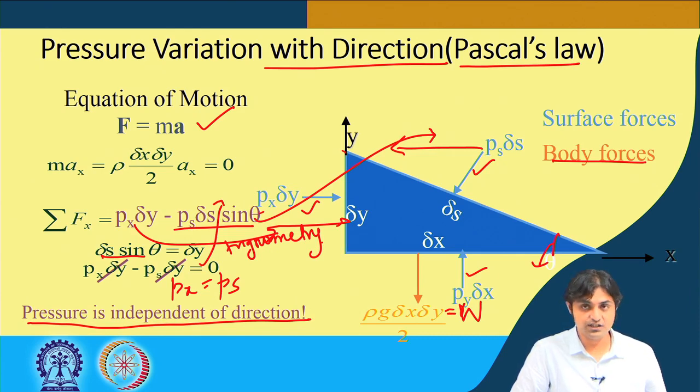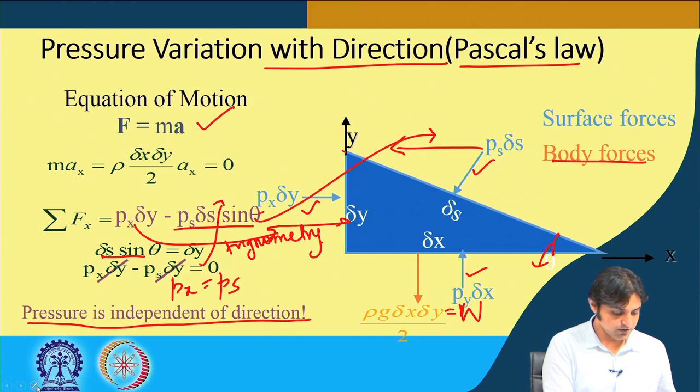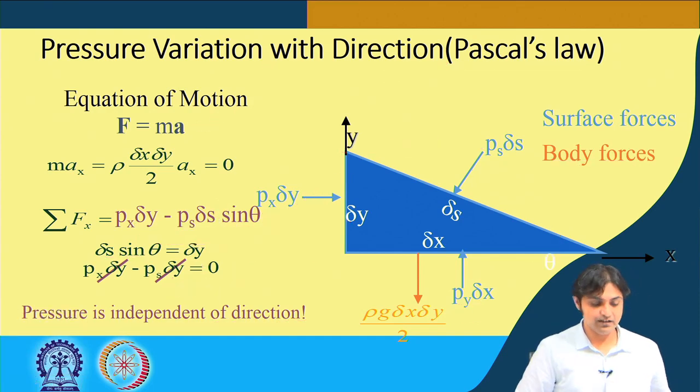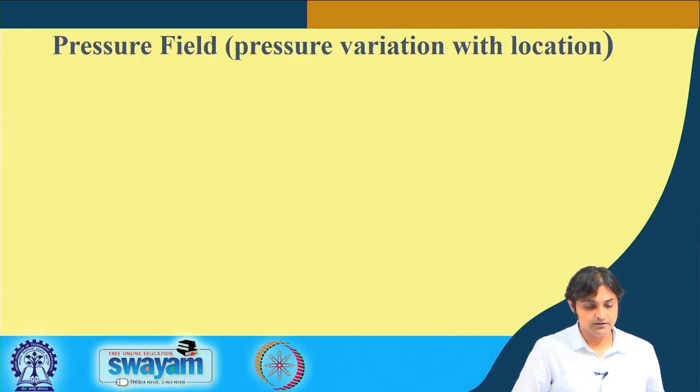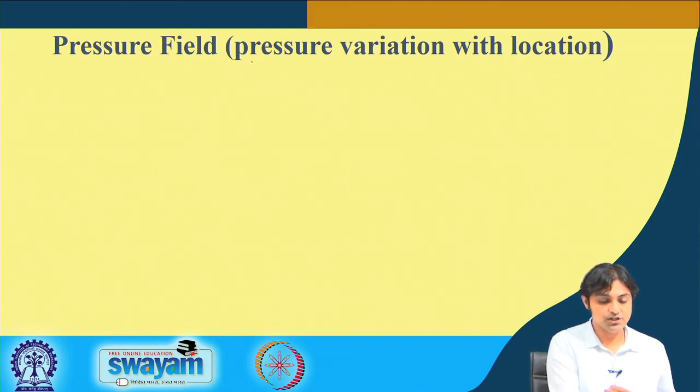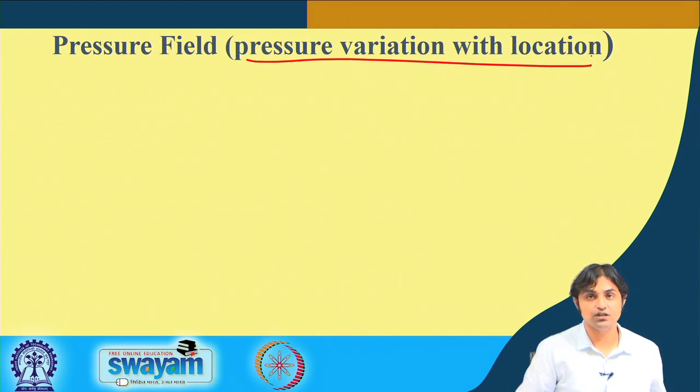If there is no directional influence on the variation of pressure. Great. So I'll erase all the lines so that you are able to follow that in much more detail. Okay, so then, as we said, we should also be able to understand the pressure variation with location.